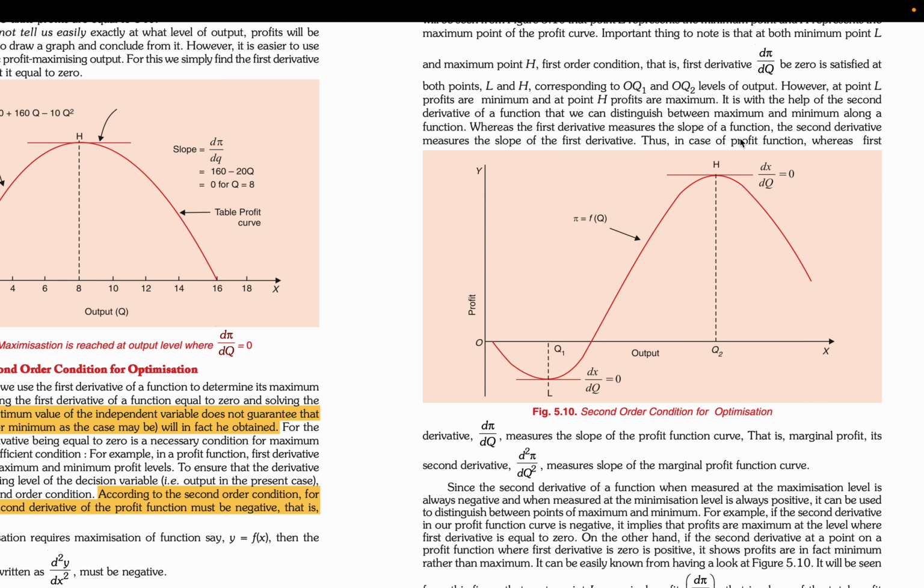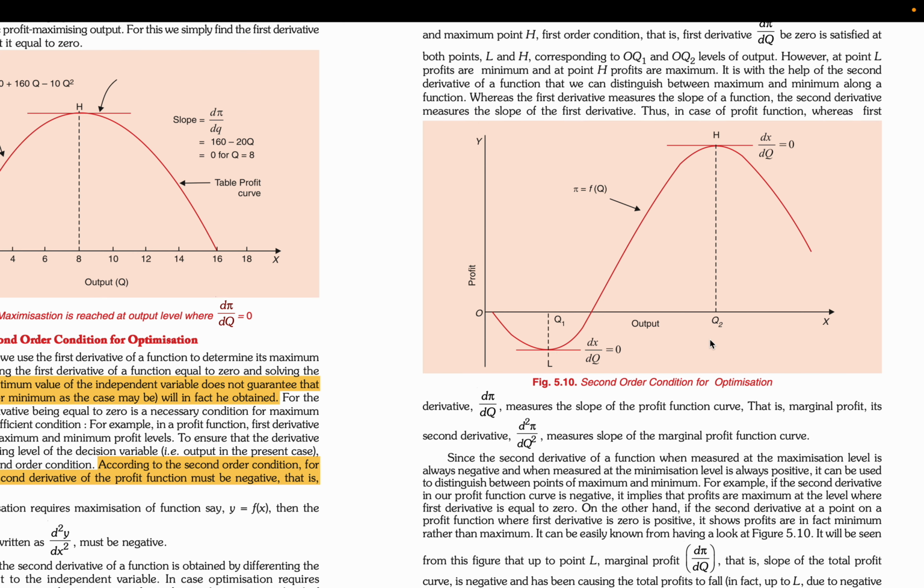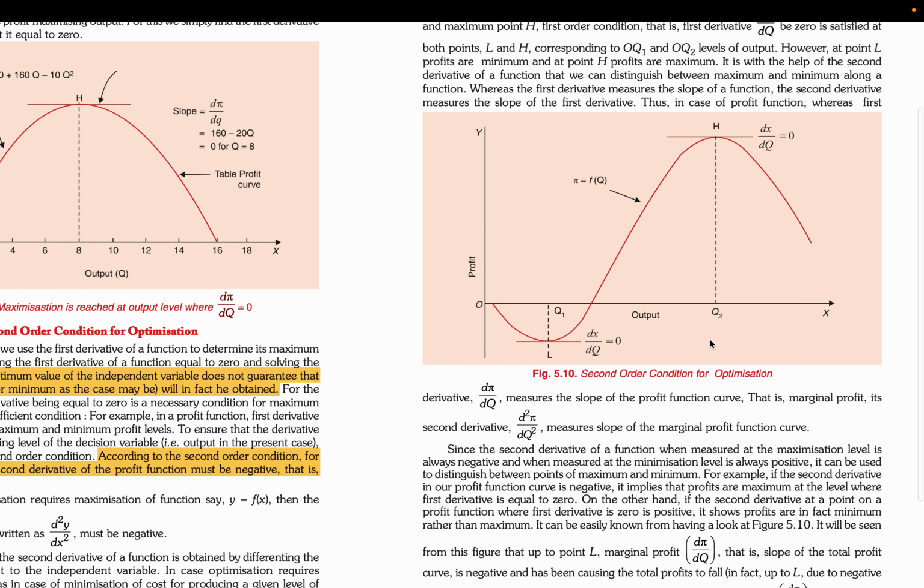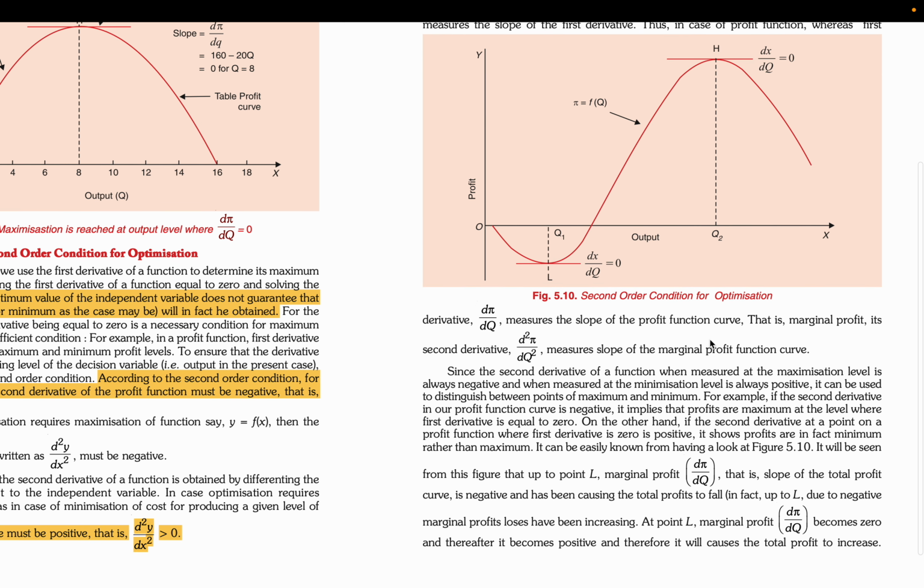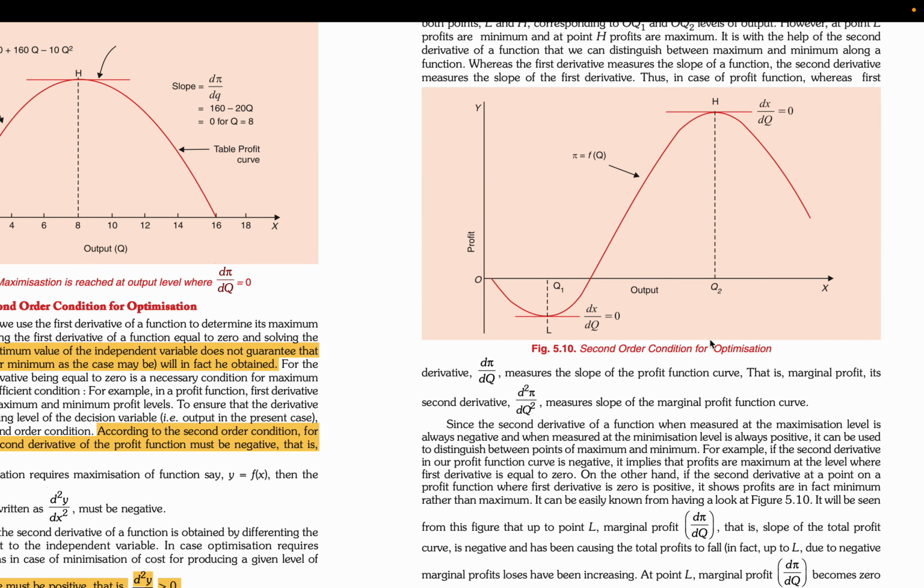So in order to find this level H or this level Q2, we need to differentiate again and get a d square y by dx square less than 0. Whereas the first derivative measures the slope of the function, the second derivative measures the slope of the first derivative.